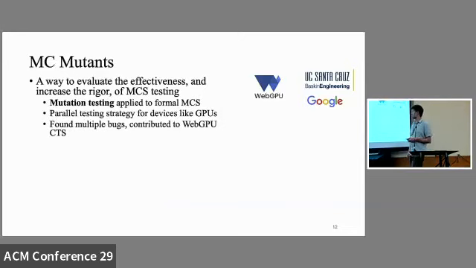So overall, today I introduced MC Mutants, which is a way to evaluate the effectiveness and increase the rigor of MCS testing. We basically applied mutation testing to formal memory consistency specifications. We designed a parallel testing strategy for devices like GPUs, and we found multiple bugs and contributed our tests to the WebGPU Conformance Test Suite.